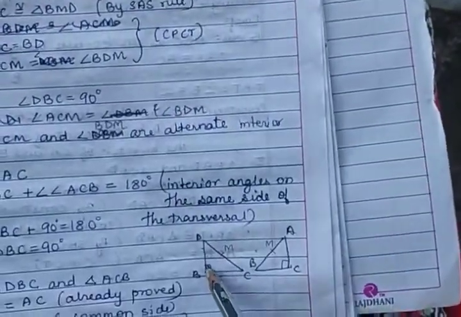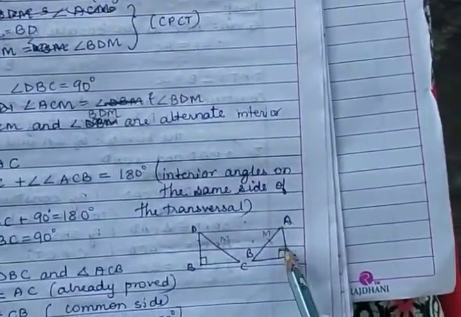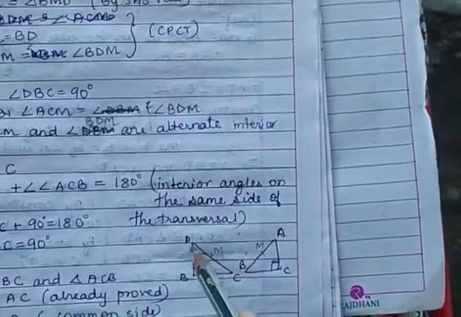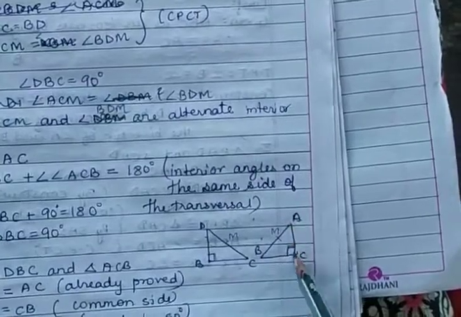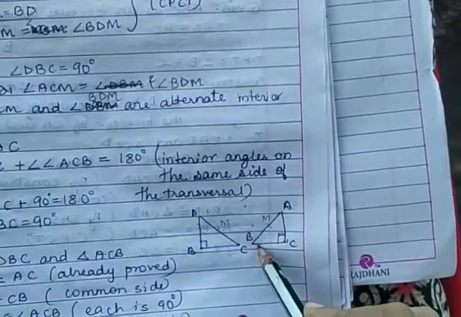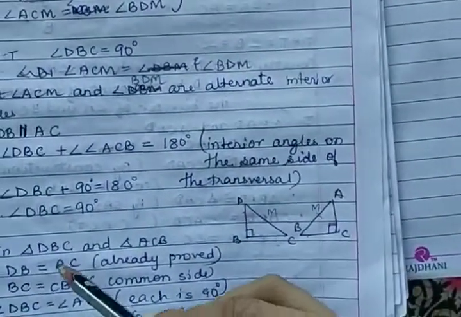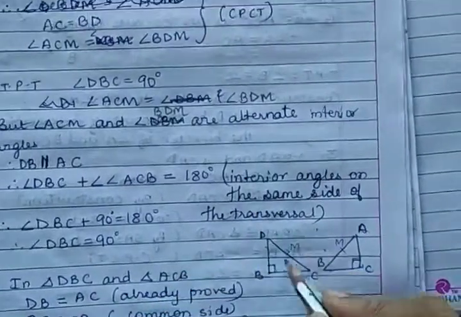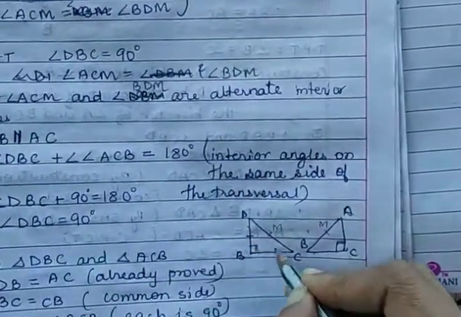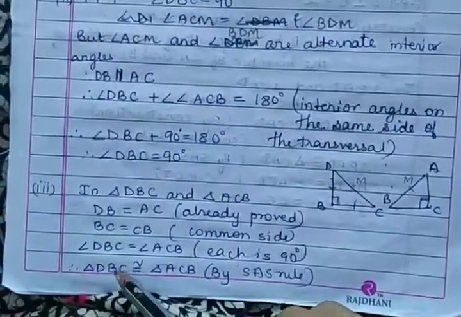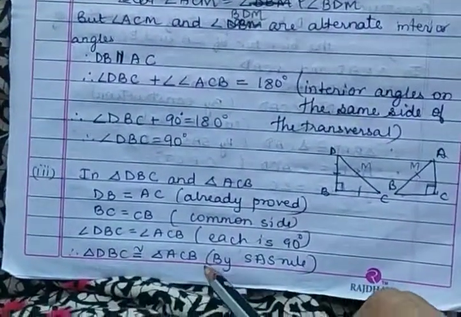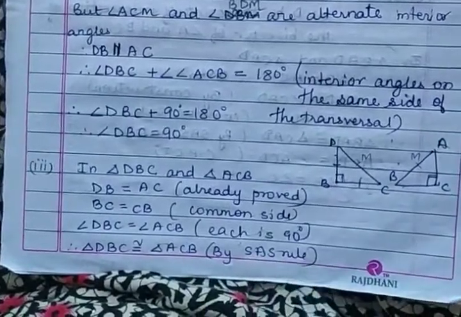This is the same side we are taking, common side. Then we have proved that this angle is equal to this angle, each is 90 degrees. So angle DBC is equal to angle ACB, each is 90 degrees. So now we have got three conditions here. Which are the three conditions? Side, angle, side. So I can say triangle DBC is congruent to triangle ACB by SAS rule.